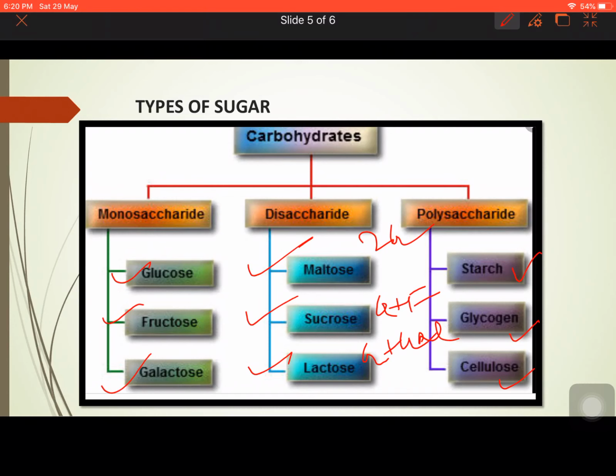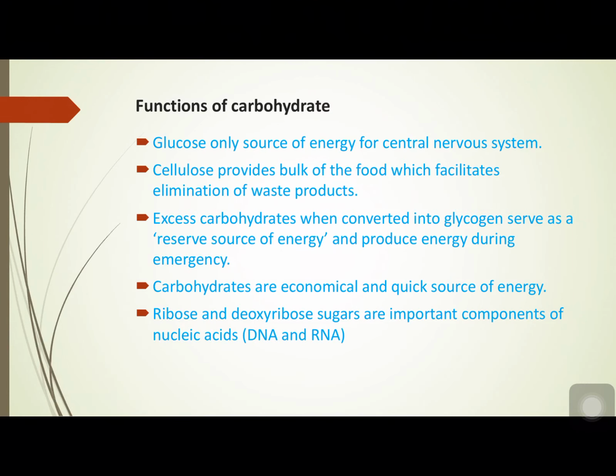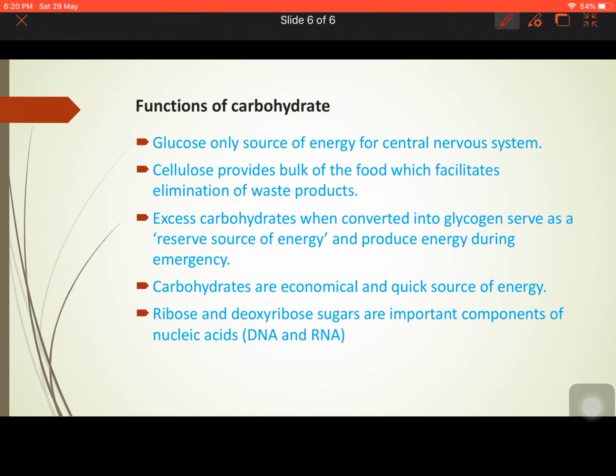Now let us move on to the functions of carbohydrates. What are the main functions of carbohydrates? Carbohydrates are always a source of energy for the central nervous system. If we are deprived of glucose, or deprived of carbohydrates in our diet, what will happen? Our brain will stop functioning properly. So we should provide adequate food to our brain, that is glucose. Now cellulose, I have told you just now, as we do not have any digestive enzyme which can break down cellulose, it provides bulk to the food and facilitates the elimination of waste products.